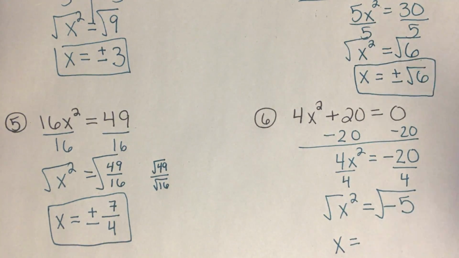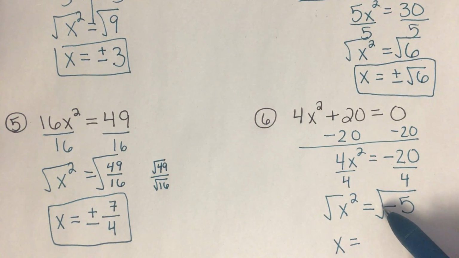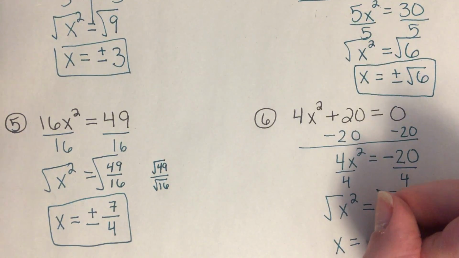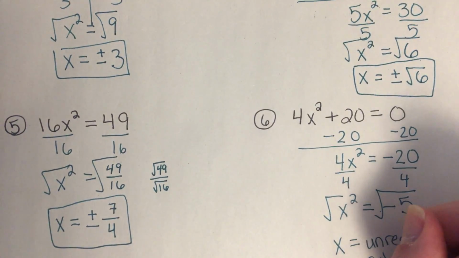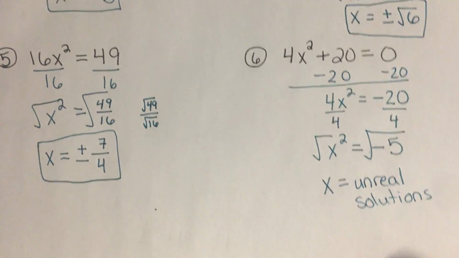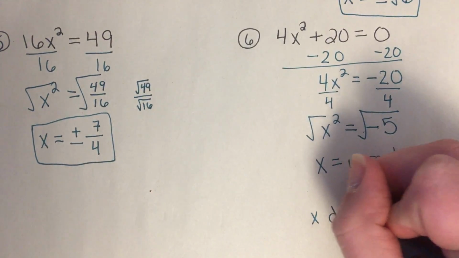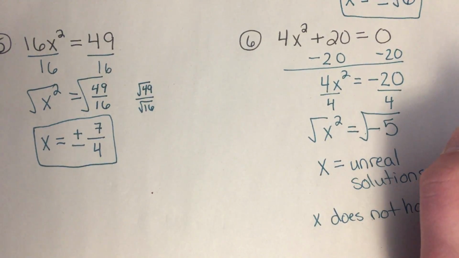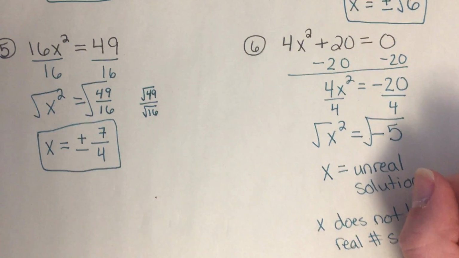Later on, we'll wind up with i's and imaginaries and so on. But for right now, all you need to know is when you have the square root of a negative number, you actually have unreal solutions. So you can write it as unreal solutions, or you can write that x does not have any real number solutions.